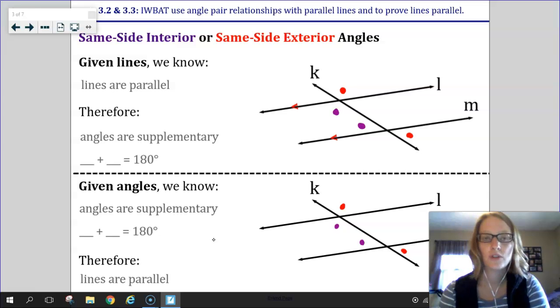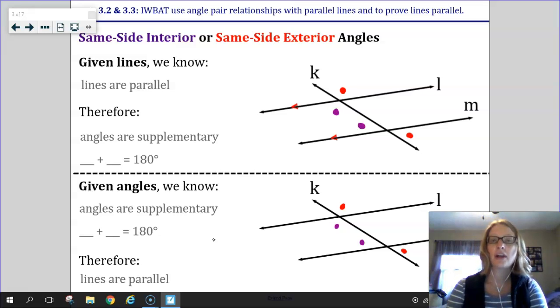But these are your notes for today: if angles are corresponding, alternate interior or alternate exterior, they must be congruent, equal to one another. If they are same side interior or same side exterior, they are supplementary and add up to 180.